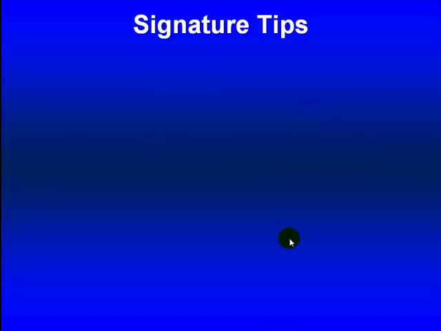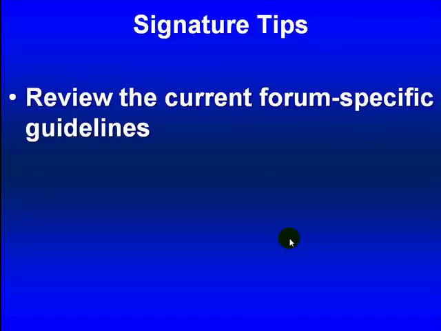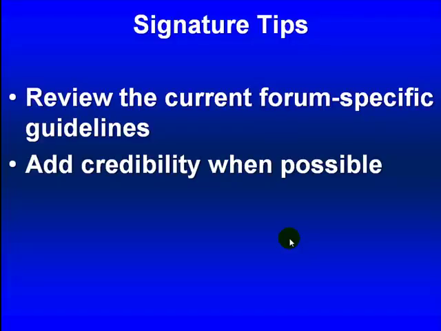So things to keep in mind with creating a signature: you want to, again, make sure that you review the current forum specific guidelines, because if you don't, people don't like that. You want to add credibility whenever possible. So for example, if you are selling a product that's about dog training, I wouldn't just write something like, click here for the best dog training guide ever. I would add credibility as much as you can.